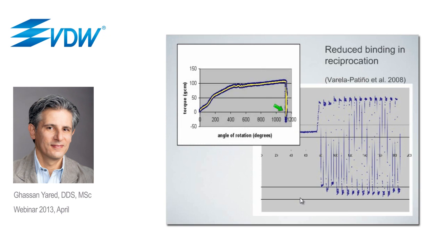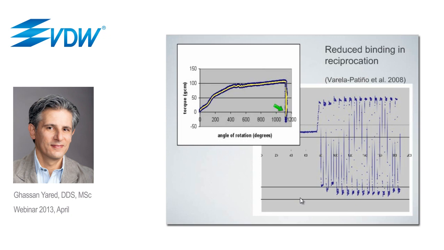So in single file reciprocation, we choose an angle that is lower than the angle at fracture of the instrument. Let's say 800 degrees. We set that angle on the motor. When we use the instrument in the canal in reciprocation and it reaches 800 degrees, the motor will reverse the rotation, and so on. The motor will keep reversing the rotation when the angle set on the motor is reached, and this angle is much lower than the angle at which this instrument would fracture.